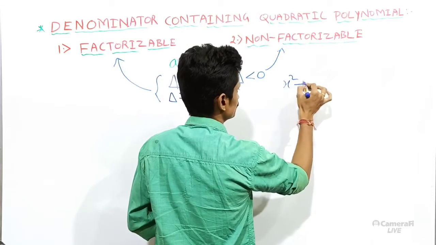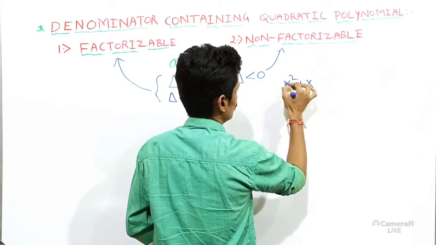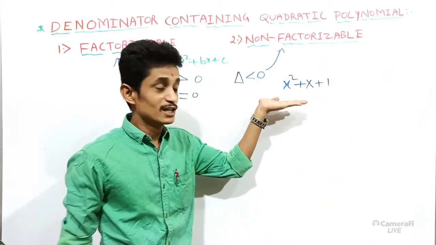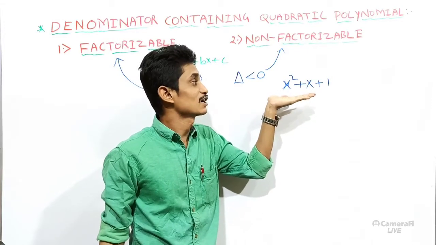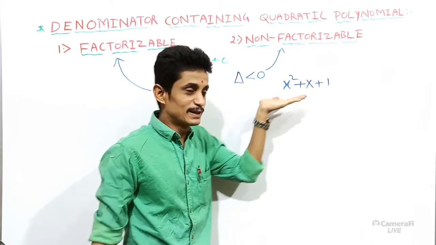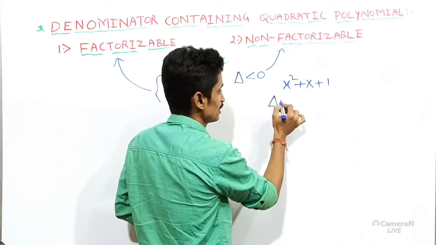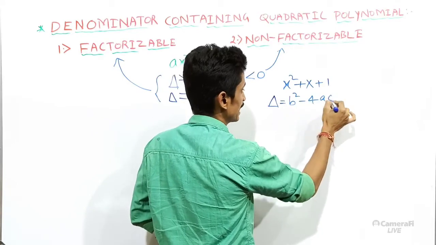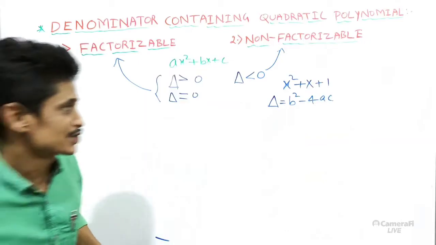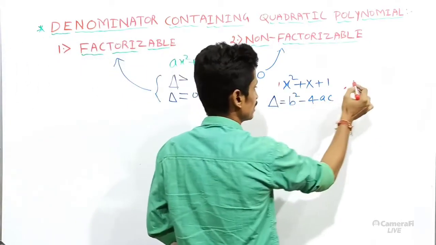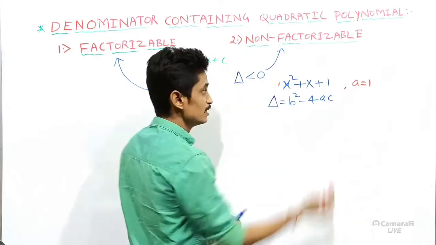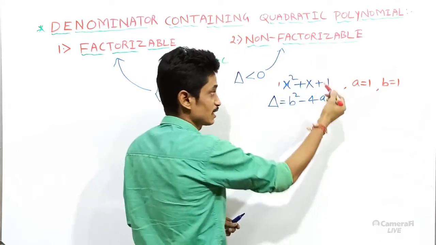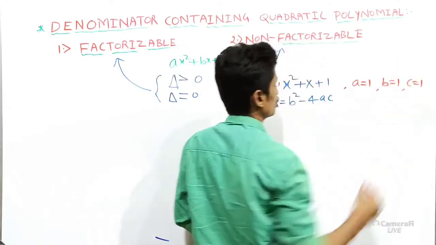x square plus x plus 1. Tell me whether it is factorizable or non-factorizable. For that we remember the formula: delta, that means discriminant, is equal to b square minus 4ac. In the given expression, a is equal to 1, the coefficient of x, that is b, is equal to 1, and the constant at last, that is c, is equal to 1.